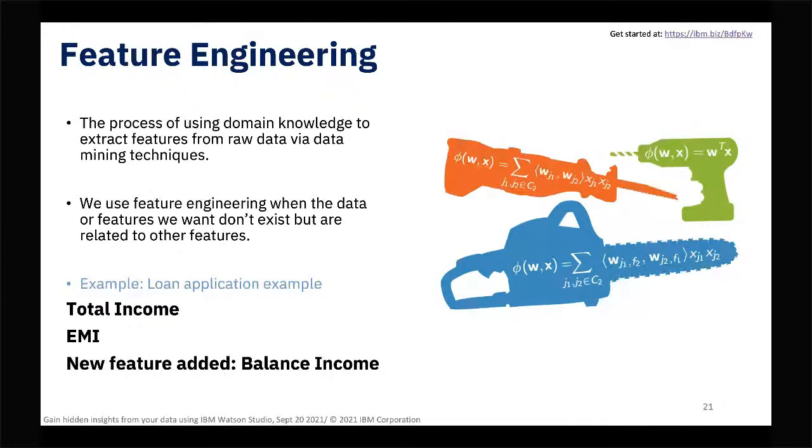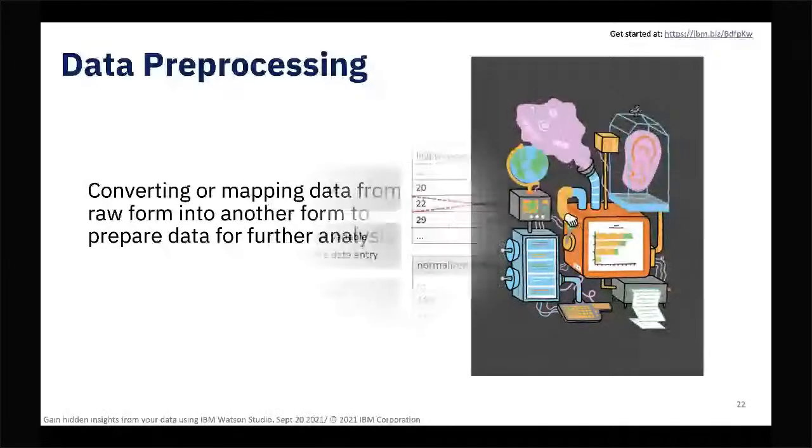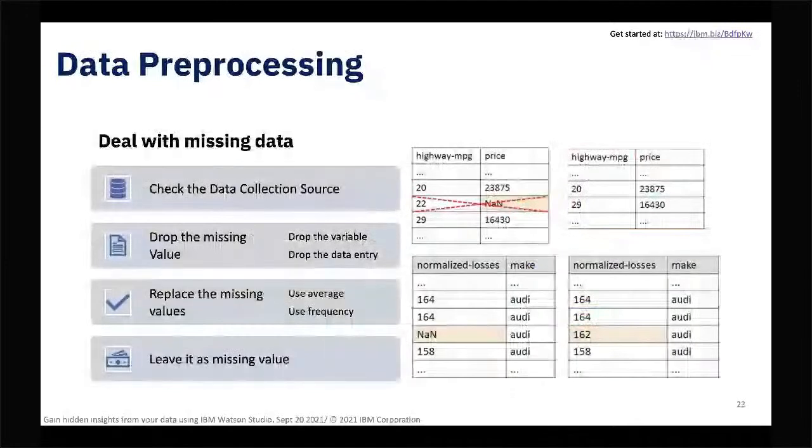And then we have data pre-processing, which means converting or mapping data from one raw format to another in order to analyze it further. It can also be called data wrangling or data cleaning. Some of the techniques that go into data pre-processing are handling missing values, formatting data, data normalization, and data binning. And we will be looking at that in the next few slides.